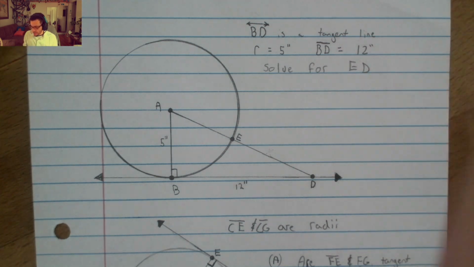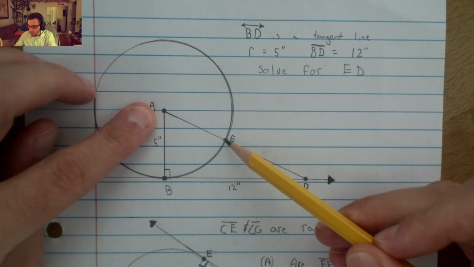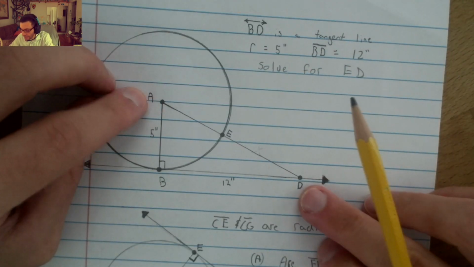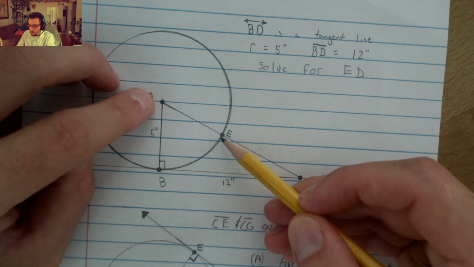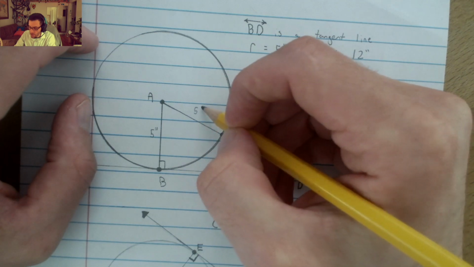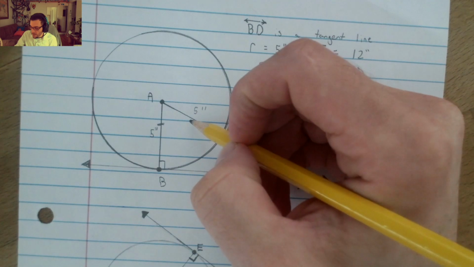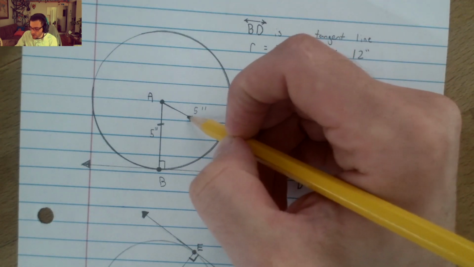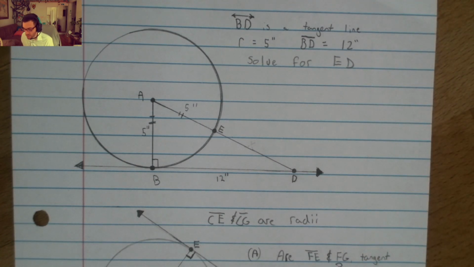One thing that we can take note of in this particular example is that AE itself, the portion of segment AD, is going to be a radius. This little guy right here is also going to be 5 inches as well. Since they're both radii, we can say that they're congruent to one another. So that's a helpful clue that you might see in a diagram or two as a little clue into solving our puzzles.